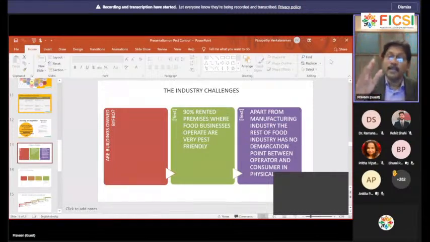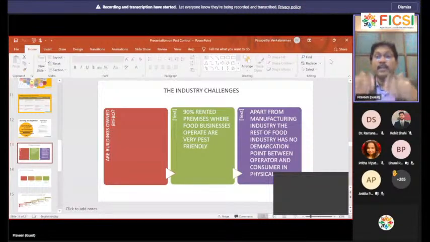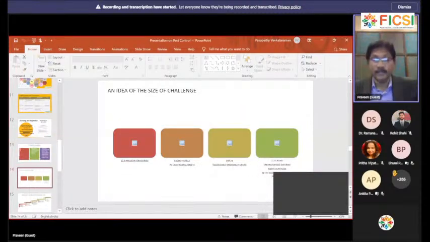The third aspect of the problem is that apart from the manufacturing industry in this country, the rest of the food industry, that is the food retail, the food packing, the food storage and distribution, and the food service industry, which is so huge in this country, has very little demarcation point between the operator and the consumer. Particularly in the food service industry, the operator is just standing at the counter and the food business operator is providing the food. So, because of the absence of the demarcation line, pest control management becomes even more difficult.